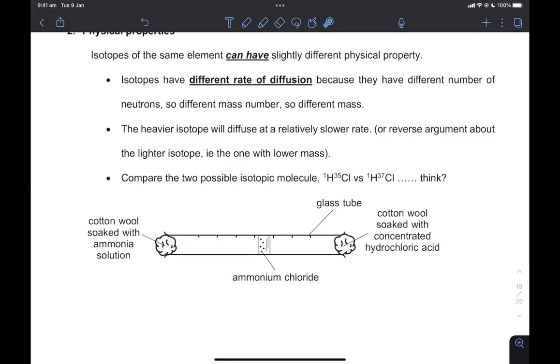I might not be able to come to school on Wednesday. So Wednesday is your states of matter topical test, which will include all this idea of diffusion and stuff.